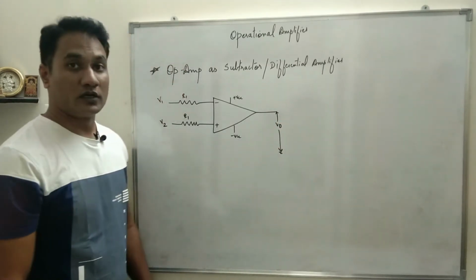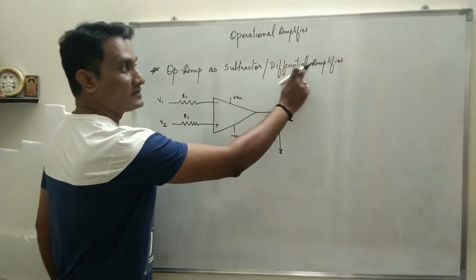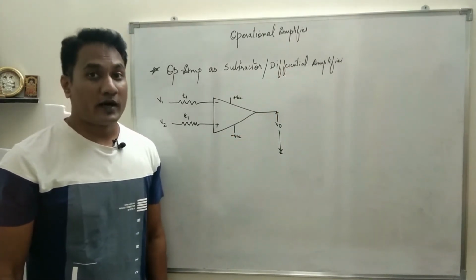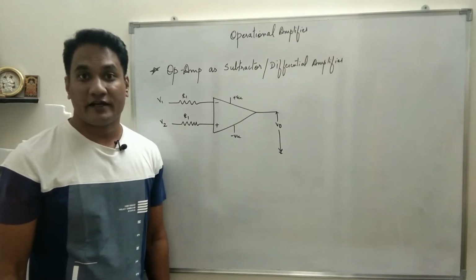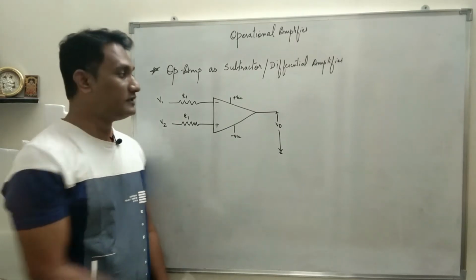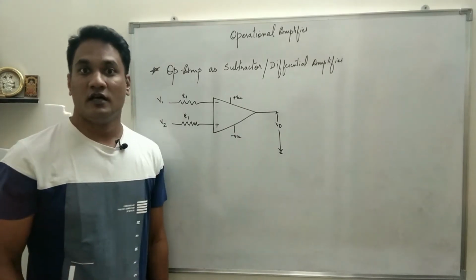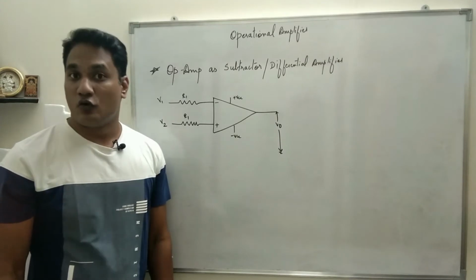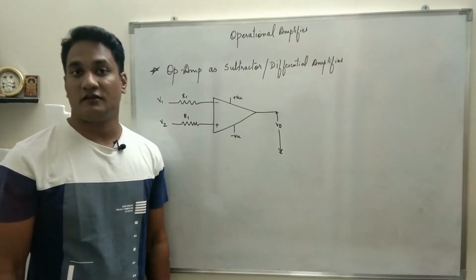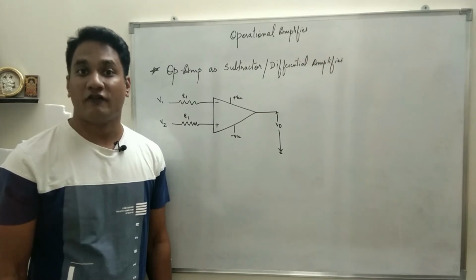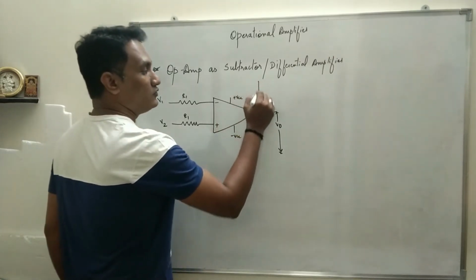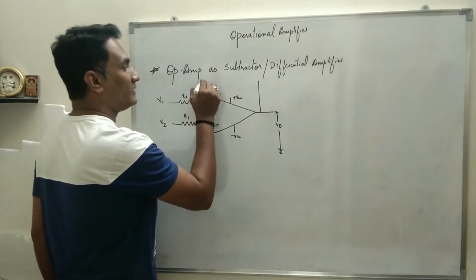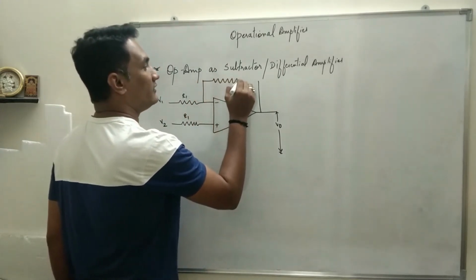and here we will take the output with respect to ground. Now we have to use it as a differential amplifier. If you don't provide negative feedback, the gain will be infinite, and if the gain is infinite, the output will be either plus VCC or minus VCC. We have seen that in the previous videos. So if you don't provide negative feedback, the circuit will not work as an amplifier. If you have to use it as an amplifier, the gain should be finite, and for the gain to be finite, you have to give negative feedback.